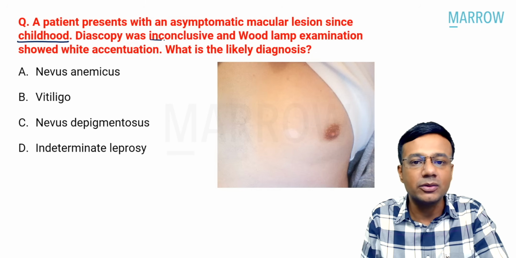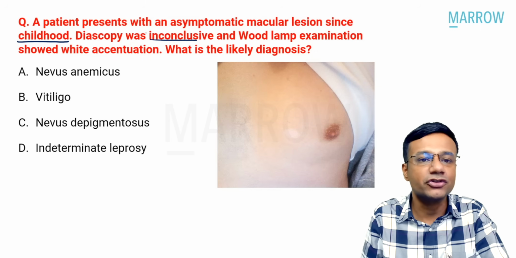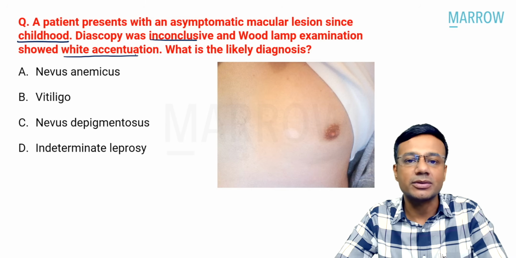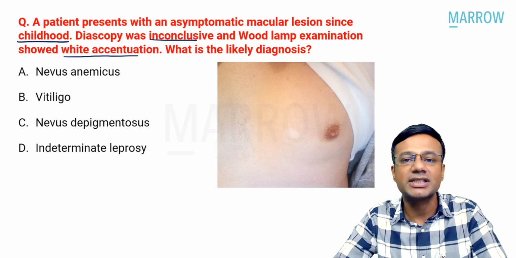Diascopy was inconclusive. Woods lamp examination shows white accentuation. What is the most likely diagnosis? Now, how do we approach this question? This question has not been asked before, so let us look at this question.